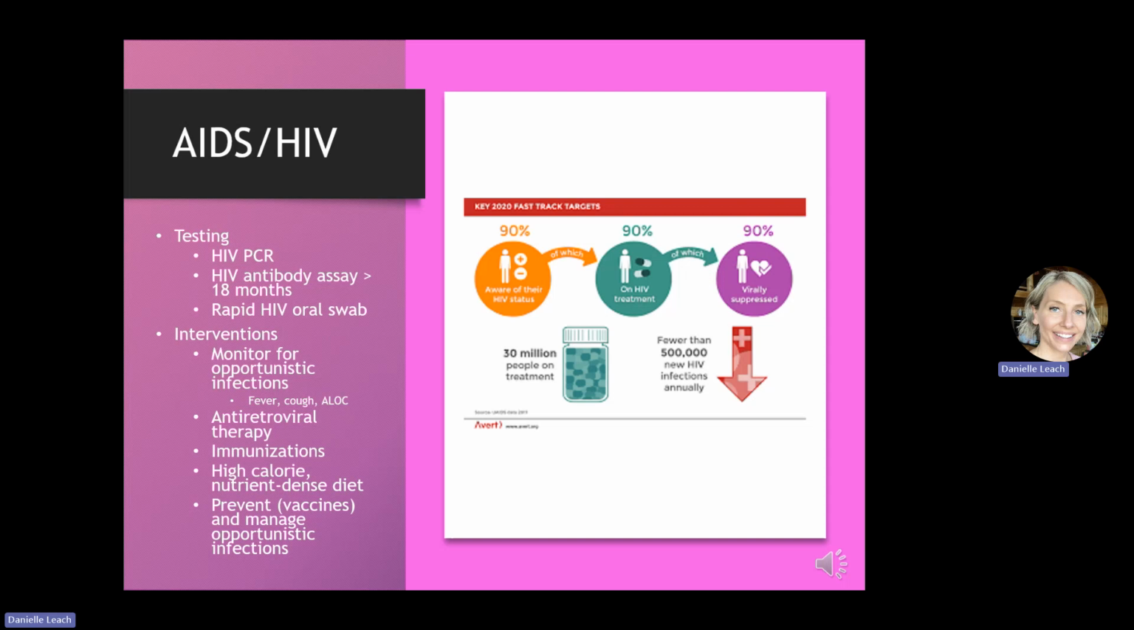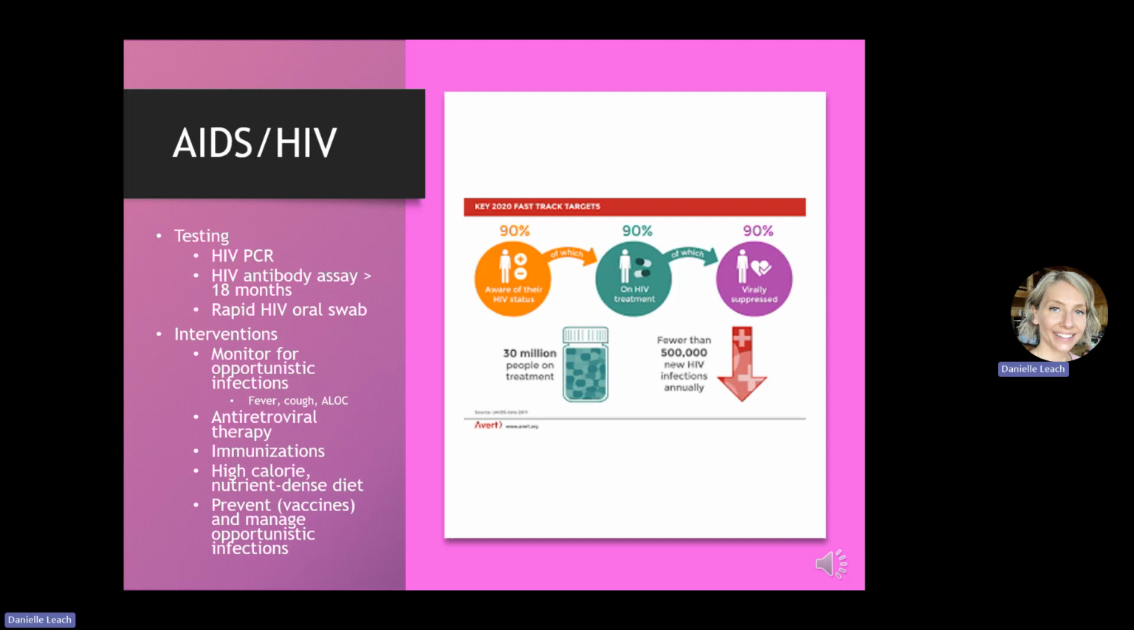Interventions for HIV and AIDS: we want to monitor and prevent any sort of opportunistic infections. So we want to look out for any sort of signs of infection. Just a couple of examples: fever, cough, altered level of consciousness, basically any sort of infection that anyone can catch. We want to be looking out for that.